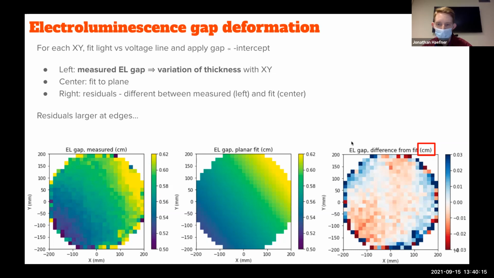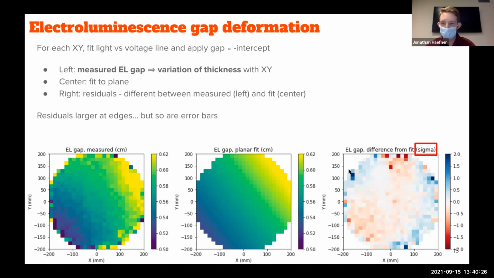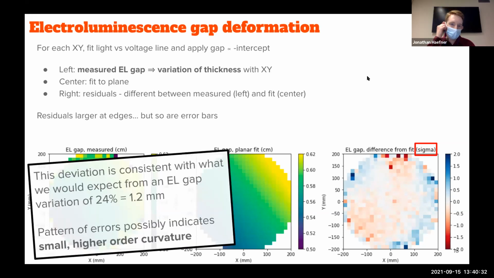But it looks like maybe something is going on at the edge here. The residuals look larger there. Well, no, actually, it's just that the error bars are also larger on the edge. So when you divide by error bars and plot this in terms of sigma, the discrepancy goes away. So the deviation is consistent with what we'd expect from an EL gap variation of around 24%. That is 1.2 millimeters between 0.5 centimeters and 0.62.